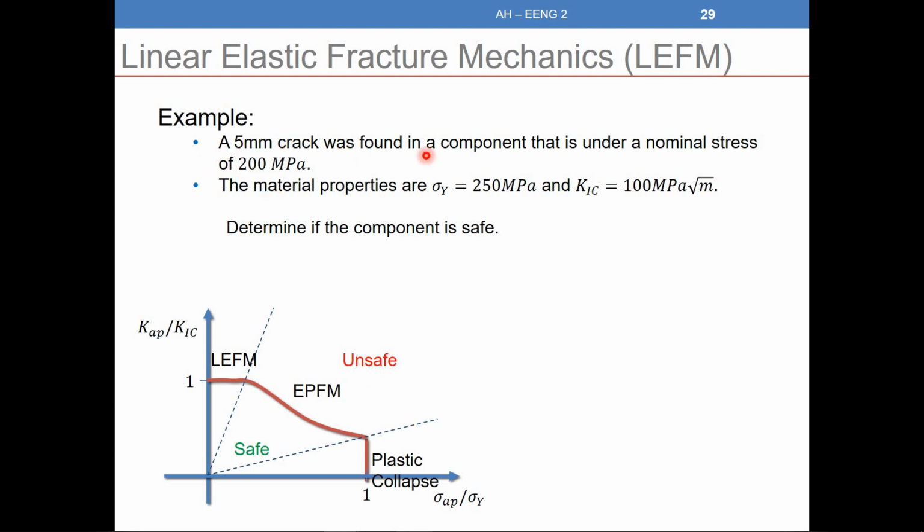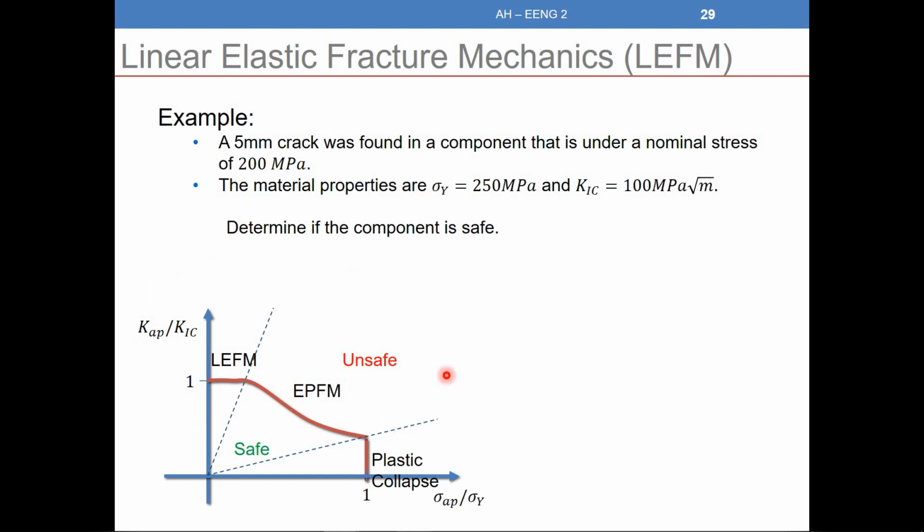A 5 mm crack was found in a component that is under a nominal stress of 200 megapascal. So 200 megapascal is what? It's the applied stress. I have a 5 mm crack inside. The material properties: the yield strength is given as 250 megapascal. The yield strength is the stress above which we will have plastic deformation. And KIC, the fracture toughness, is given as 100 megapascal square root of meter.